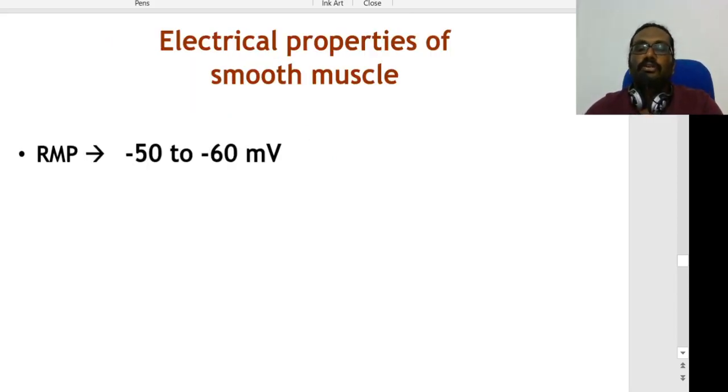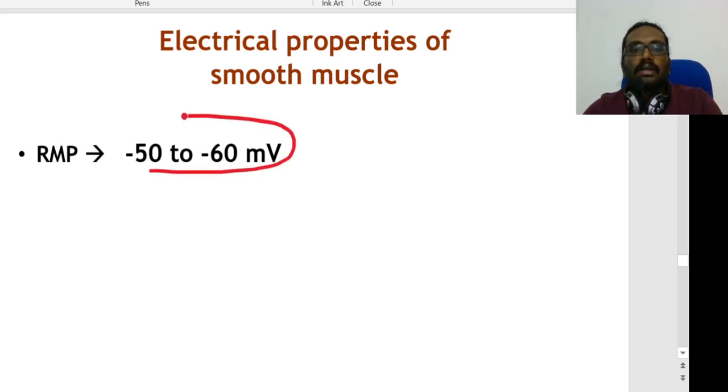Now we'll move on to the electrical properties of smooth muscles, which would not be an elaborate topic, as we have learned these electrical events in great detail in cardiac muscle. Here it's not learned in that detail, and most of the mechanisms remain unclear. So we won't go into the details of the electrical properties of smooth muscles. But always remember, the resting membrane potential remains between -50 to -60 millivolts.